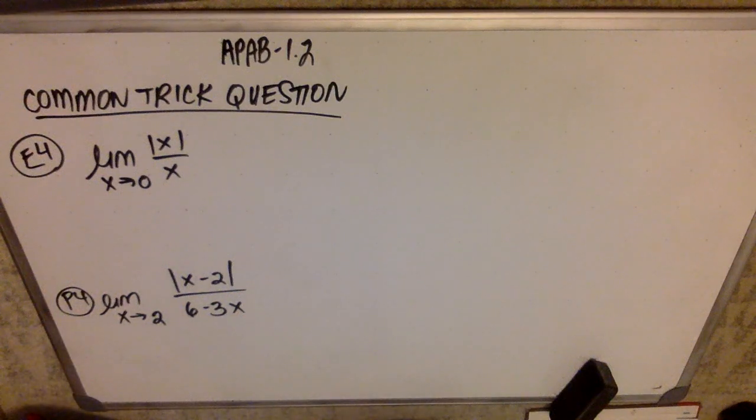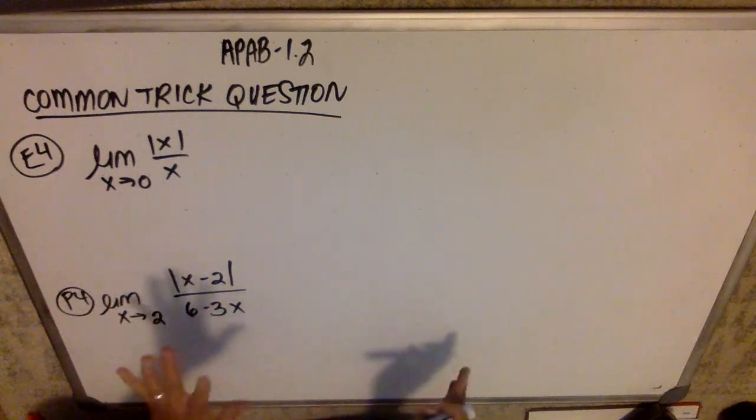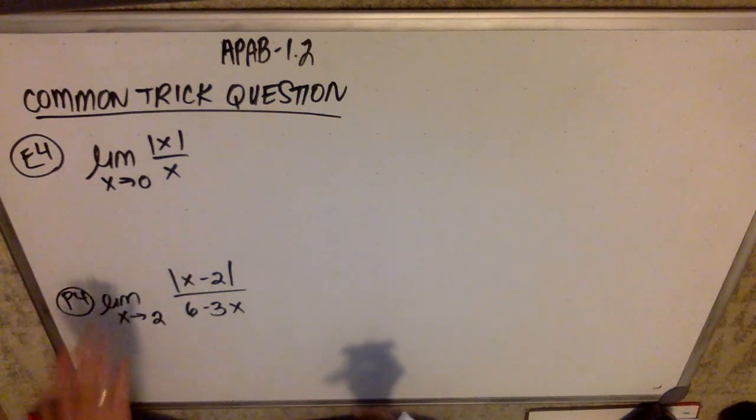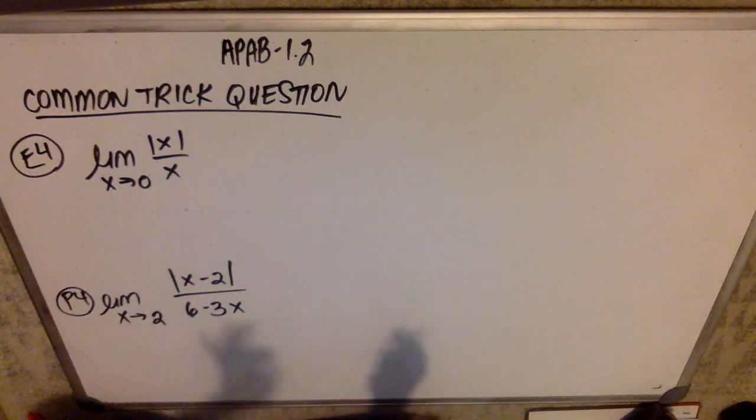For our last set of videos in 1.2, we're going to talk about a couple of weird limits and a couple common trick questions. So we're going to start with example 4, which is the limit as x approaches 0 of the absolute value of x over x. We're going to talk about what this visually looks like, and then I'm going to be able to show you why this limit does not exist.